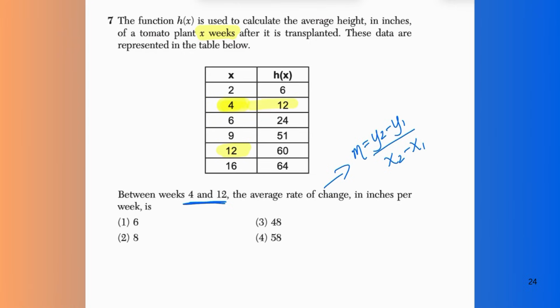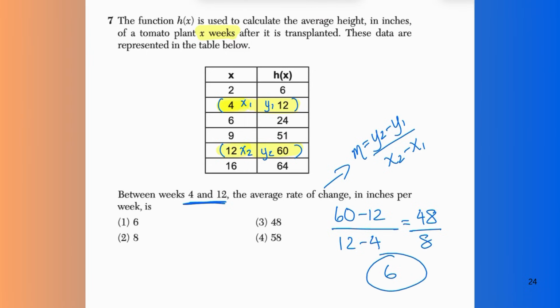So 4 weeks corresponds to 12 inches. And 12 weeks corresponds to 60 inches. So these are the two ordered pairs that we're going to use to calculate slope. So I'm going to go ahead and label these. This will be my x1 and my y1, and this will be my x2 and my y2. And now I'm just going to substitute into my formula. So y2 minus y1 means I'm doing 60 minus 12 over x2 minus x1 means I'm doing 12 minus 4. That's going to give me 48 divided by 8, which is 6. So that means that on average, this tomato plant is growing 6 inches per week.